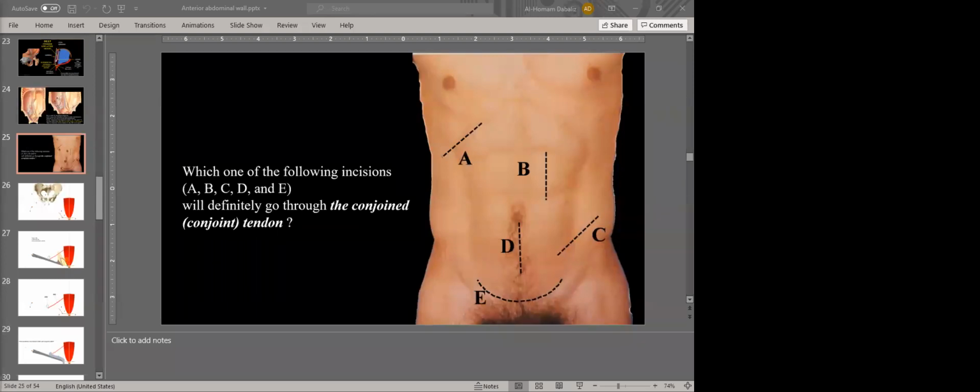Okay. Now, there's the concept of the conjoint tendon. The silly concept of the conjoint tendon. So what's the conjoint tendon, you ask? It is something that he keeps mentioning, and he says, oh, what will definitely have a conjoint tendon?